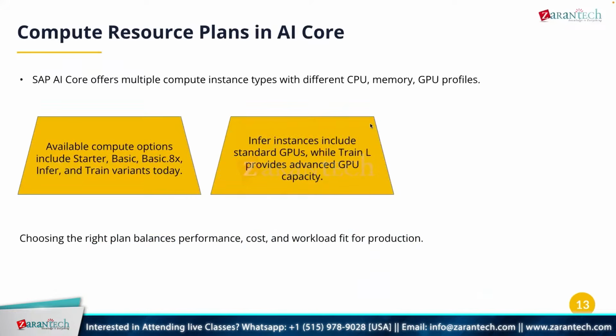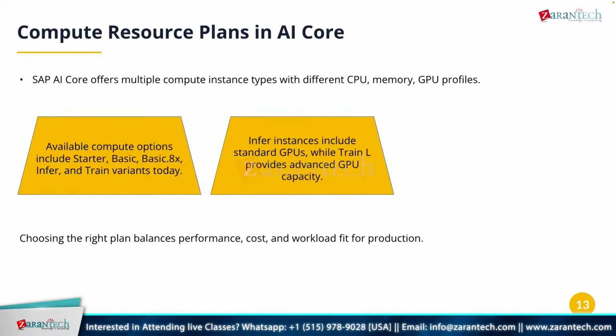Okay. And then compute resource plans in AI Core. This is one of the important things we have to know. So how do you compute the resource plans in AI Core? AI Core offers multiple compute types. Compute resource plans means the infra, basically the CPU and memory. Similarly, your AI workloads are allowed to use them when they run in SAP AI Core. Think of them like predefined capacity profiles which you can control, so performance, cost, stability, and all these things will be there.